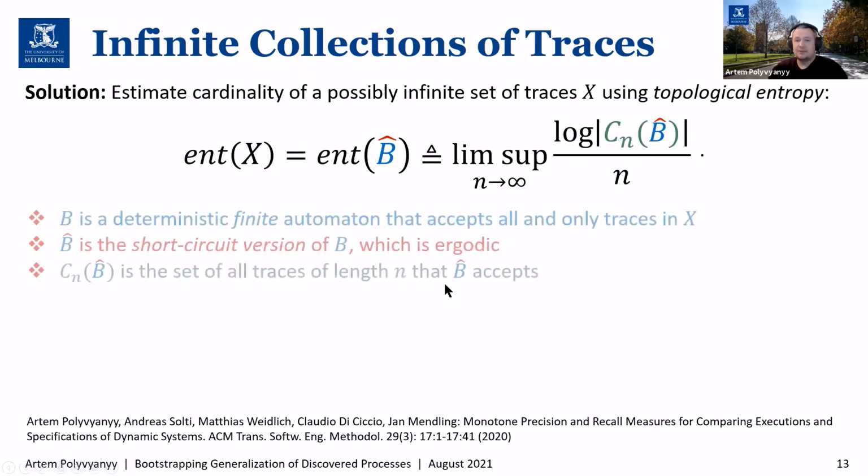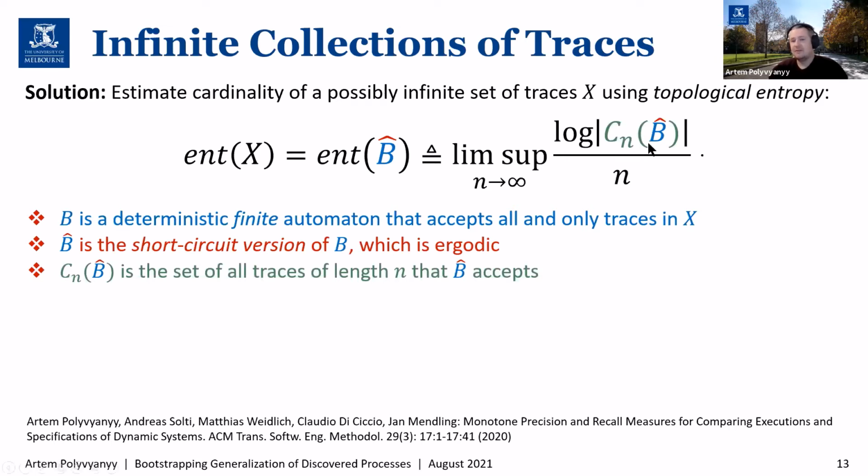Well, this is a cryptic formula, so let me decipher it a bit. B is the automaton that captures the traces present in the collection of traces X, that infinite collection of traces that we want to estimate the cardinality of. Then we also do some transformations on that automaton. We short-circuit it. That's required for the whole theory to work, but also to guarantee that our measures fulfill certain interesting properties. I'll demonstrate that in a couple of seconds.